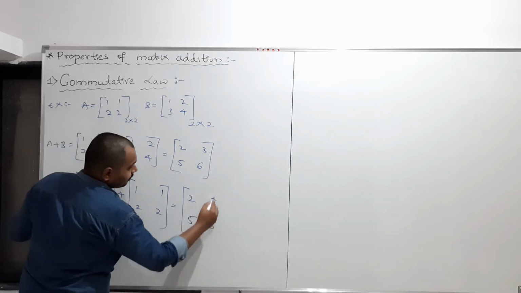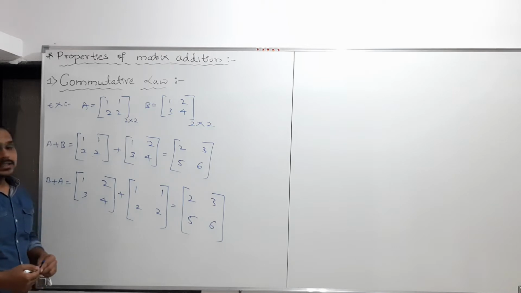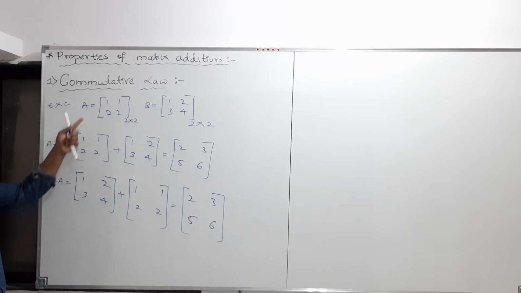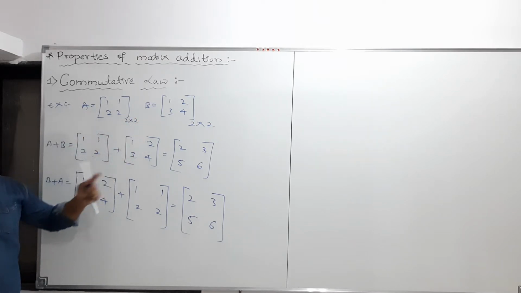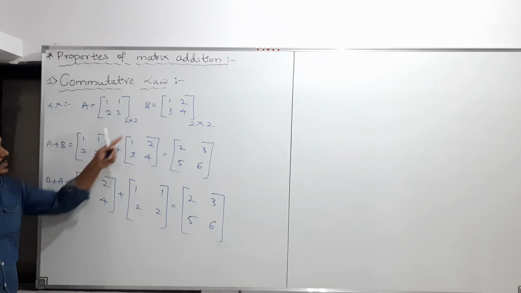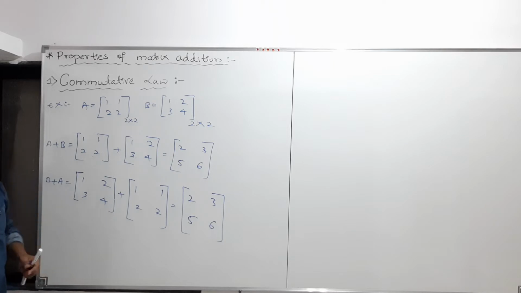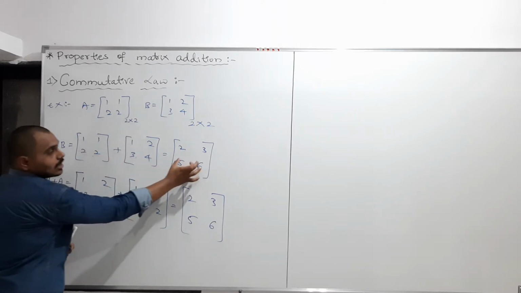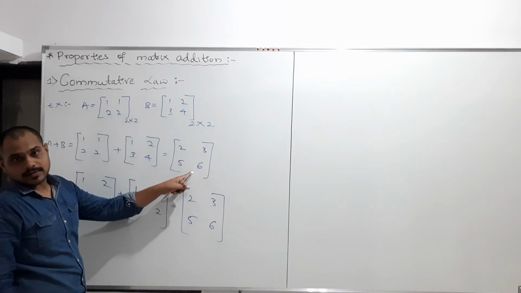Please understand, my dear students, I just added the two matrices. A is one matrix and B is the other matrix. Addition is done by adding the corresponding elements. After adding, I got these values.